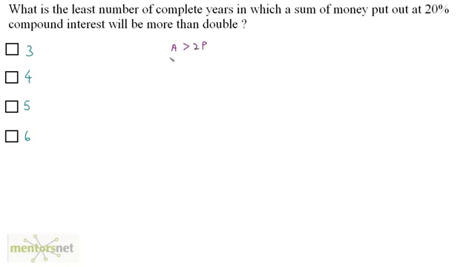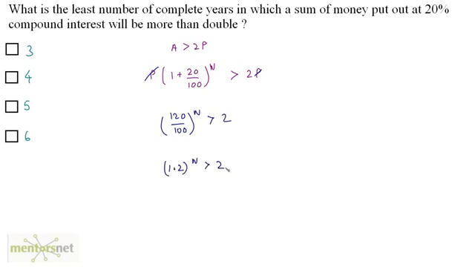Well, the formula for amount is P into (1 + R/100) raised to N. The rate is 20%, so 20 by 100 raised to N. And this should be greater than twice P. And we have to find out the value of N, the number of years. So this P and this P get cancelled out. We have 1 plus 20 by 100, that is 120 by 100 raised to N greater than 2. So this is 1.2 raised to N, which is greater than 2.